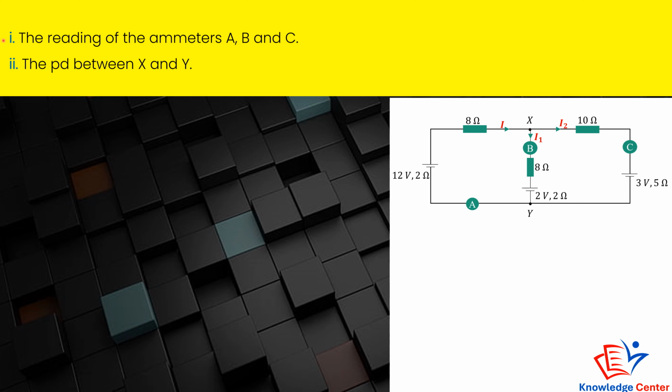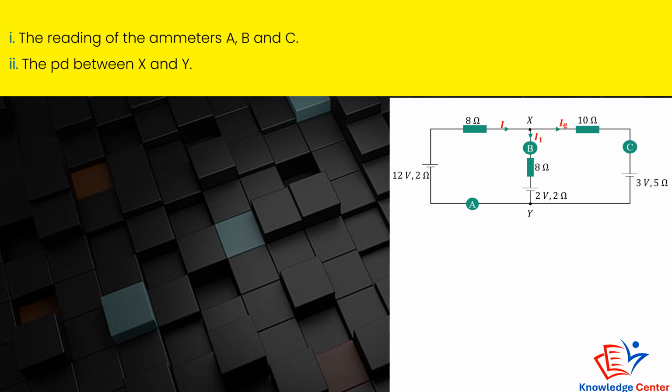So let's go. This guy says the PD between X and Y. So how do we get the PD between X and Y? Okay, there are so many ways to go about this. Remember that the electric field is an example of a conservative field. What is a conservative field? It's any field in which the work done in moving a particle from one point to another is independent of the path taken.